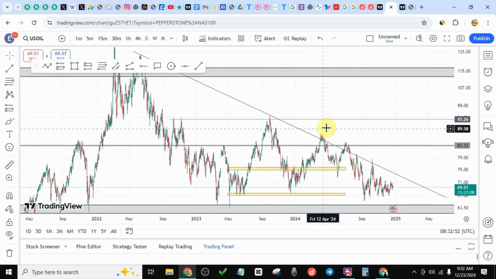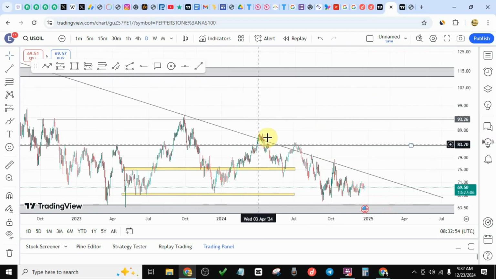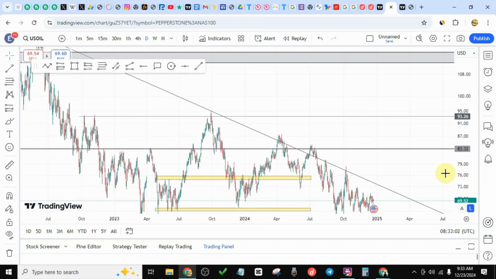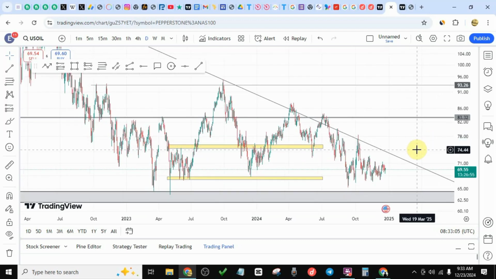And the market did exactly that. It came in to test this trend line before it started dropping. It came back to retest the $83 level I mentioned before it continued to fall down. So now this is one prediction. Now there's another prediction I made again.